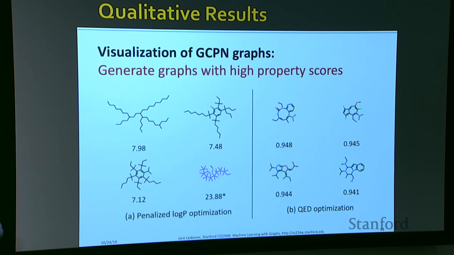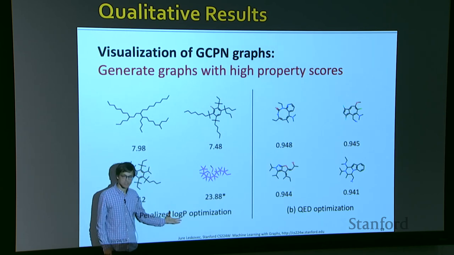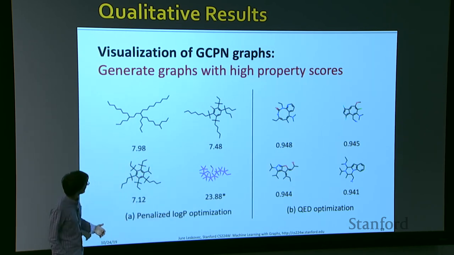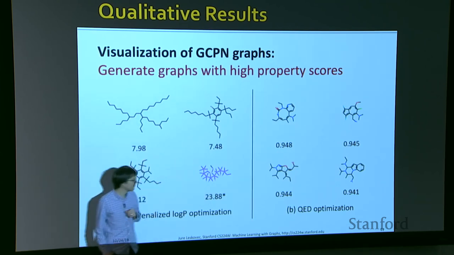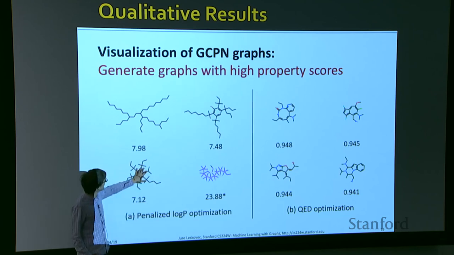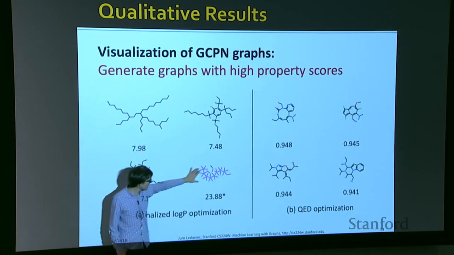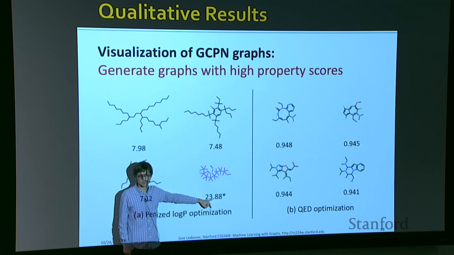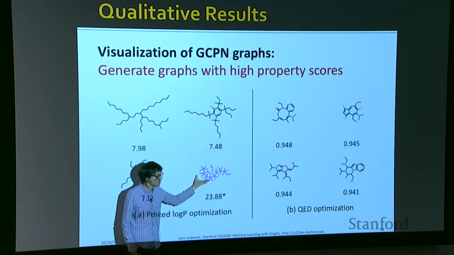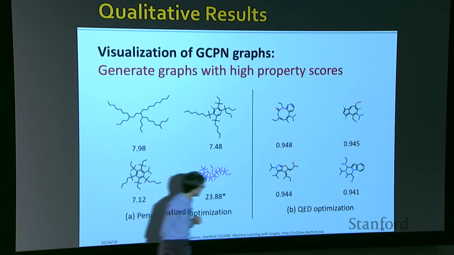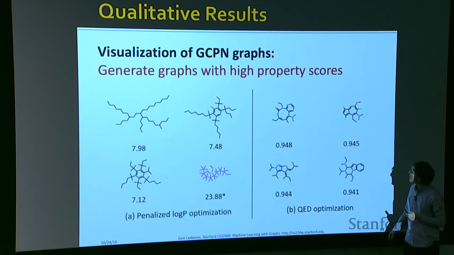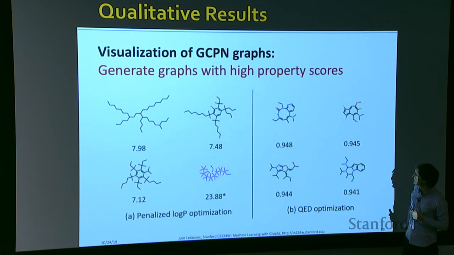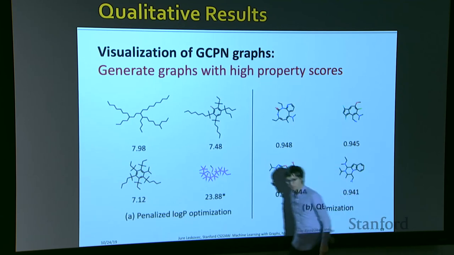What I want to show you now is some pictures. I'll show you two pictures. Here we are optimizing some property that chemists call log P. Here are the molecules we generate and the values of this log P property. These are realistic molecules. This one is unrealistic, but you see how well we can do. Have you ever seen a molecule like this? Probably not. And then this is another objective function called QED. This is quantum energy. And again, these are the molecules we generate. And here are the values of the objective function.